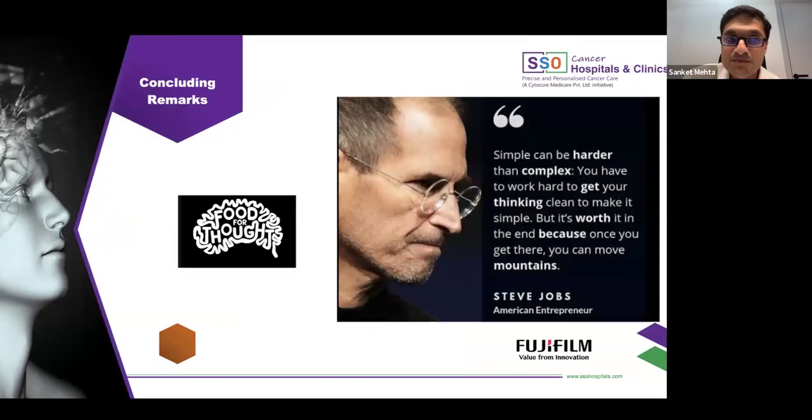So I'm coming to the end of this talk, and I would like to leave it with this concept. I often use this slide. I think it's a very profound statement that simple can actually be harder than complex, and that you need to clean up your thinking, simplify the concepts, and then you can go on to do magic. Thank you very much, and I would be happy to answer any questions.